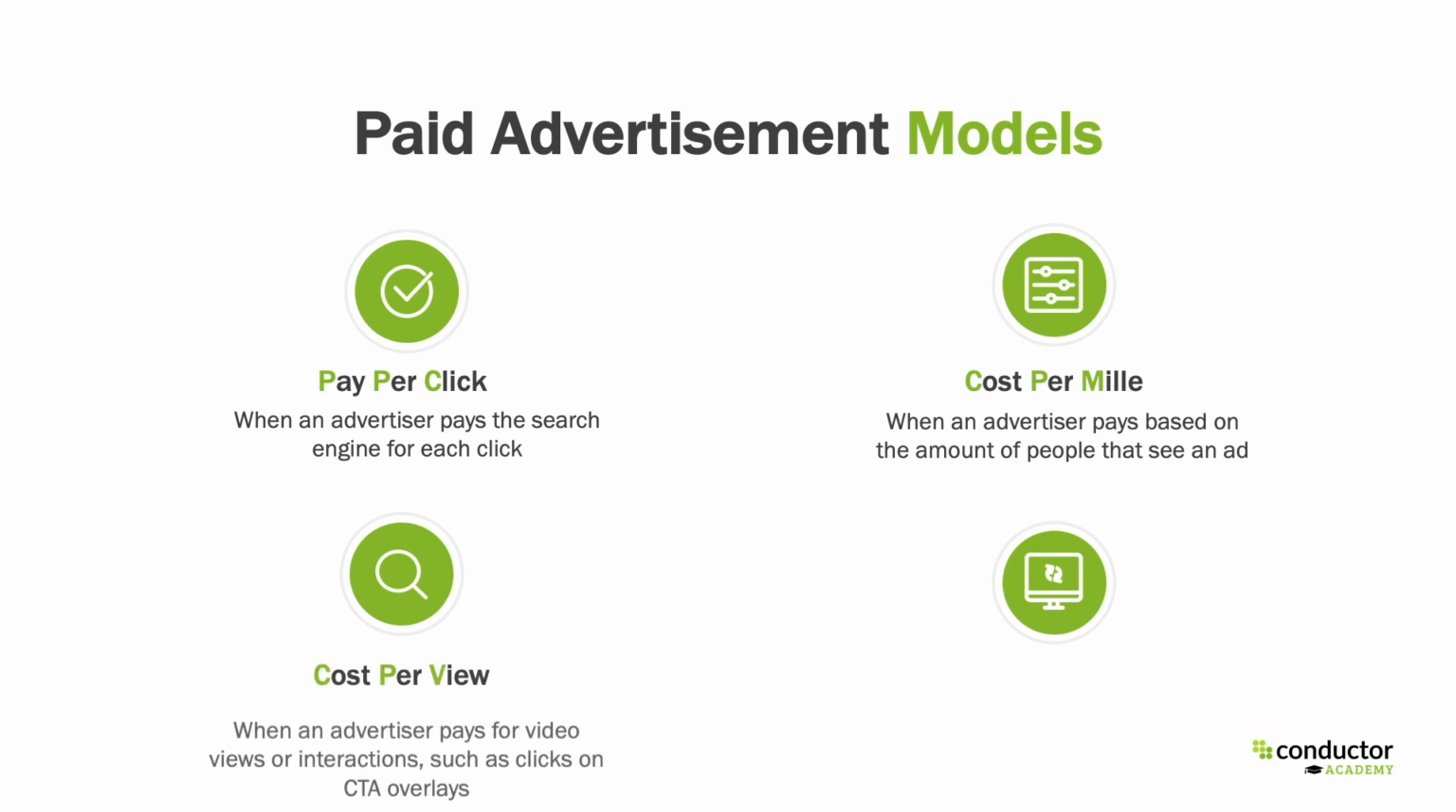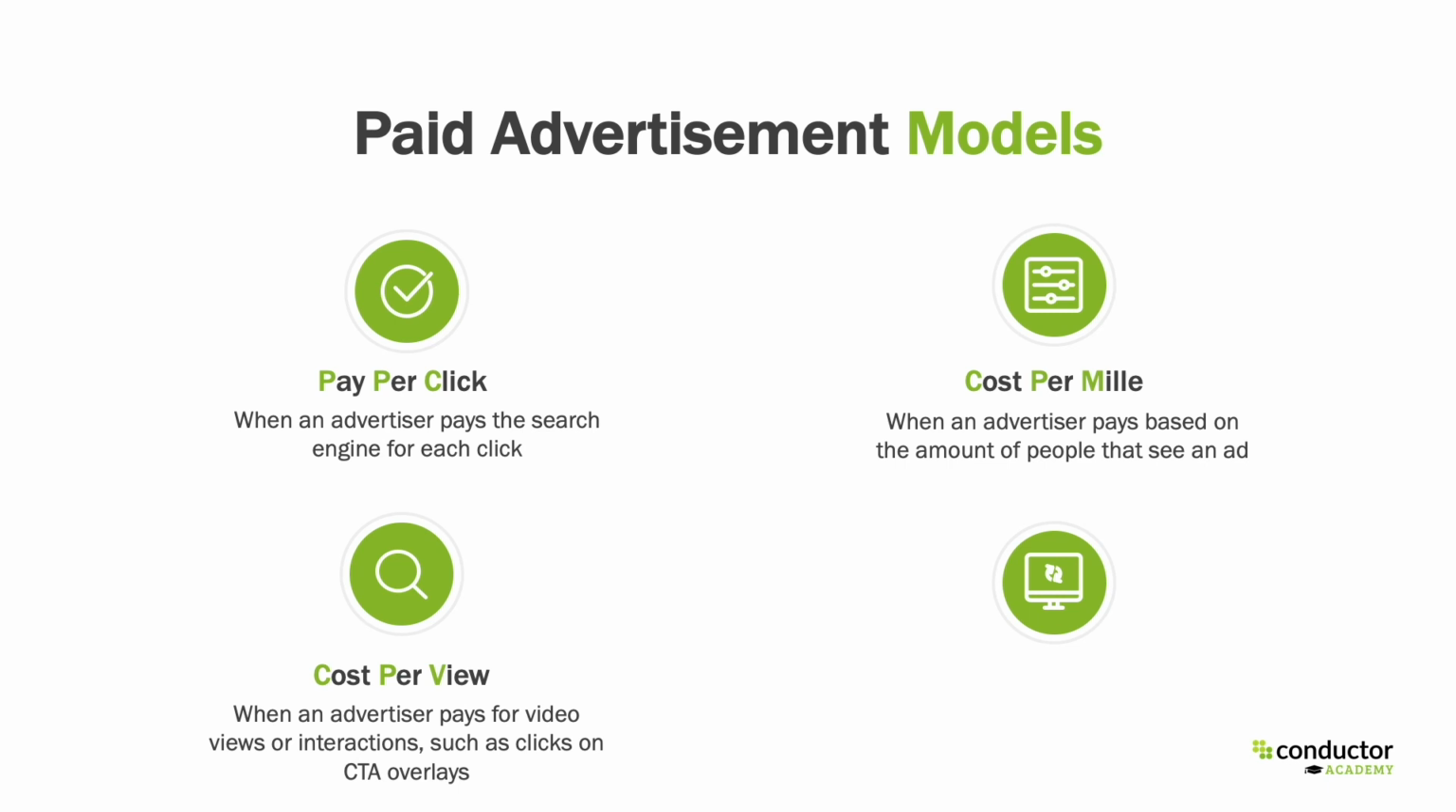CPV, or cost per view, is another metric more recently used with video campaigns, which is a cost per completed or partial view based on platform. This means advertisers pay for video views or interactions, such as clicks on a call to action overlay and companion banners.